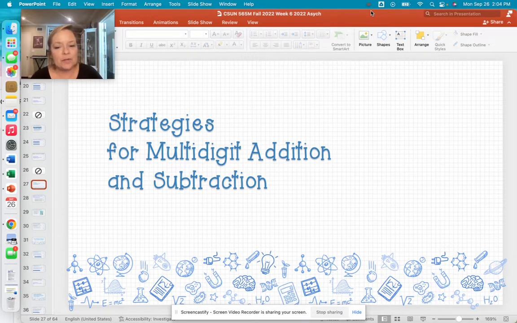So now you have viewed young people employing direct modeling, counting, and derived fact or number fact strategies with addition and subtraction up to 20. Now we're going to get into some really juicy and delicious work looking at strategies for multi-digit addition and subtraction. And this is where things are going to get really, really interesting.